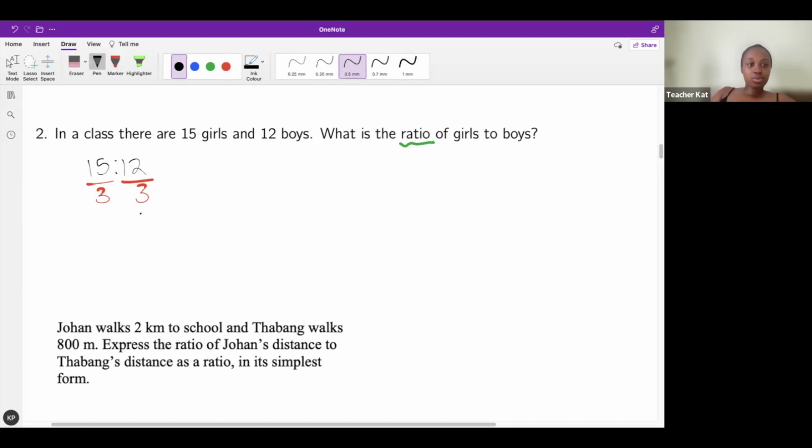So then my actual ratio is 5 to, what's 12 divided by 3? Nice, 5 to 4. So the ratio is 5 to 4, but it doesn't mean there are 5 girls and 4 boys. It just means for every 5 girls, there will be 4 boys. Okay?